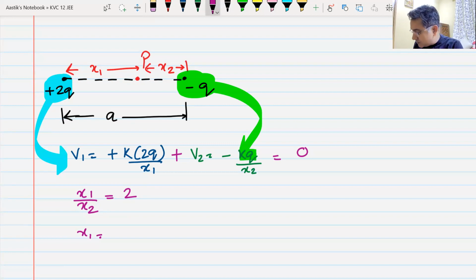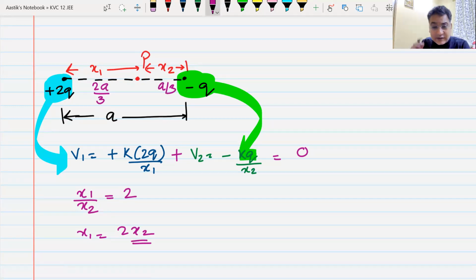So x1 will be equal to 2x2. So if I call this distance a by 3, this will be 2a by 3. So remember, it will be nearer to the negative charge and farther from the positive charge. When I asked you this question, you said the opposite answer, and that is why I have done this. Do you understand this? Yes or no?